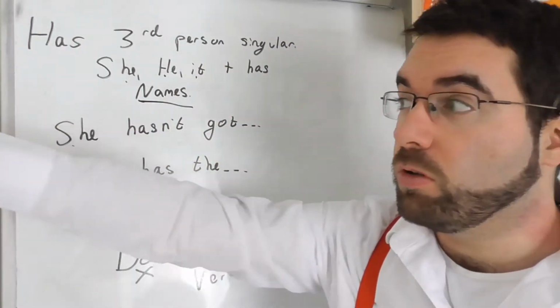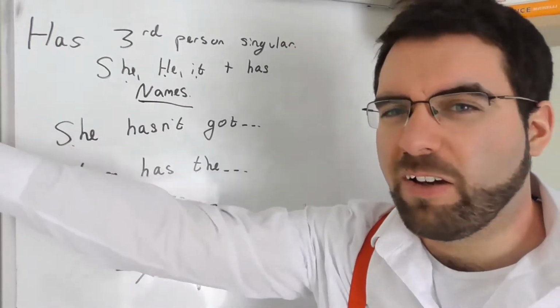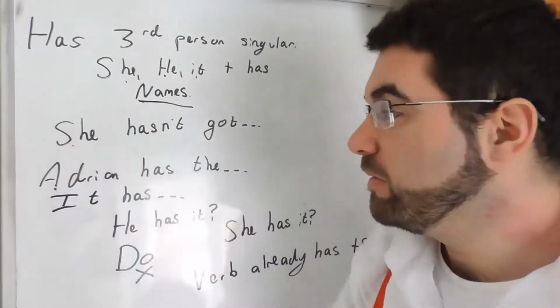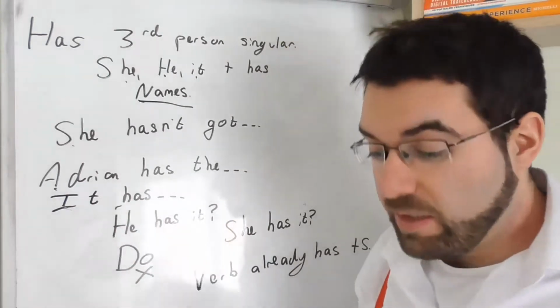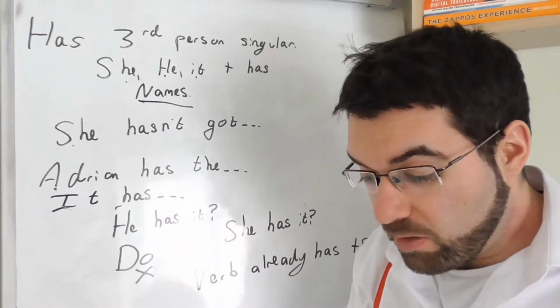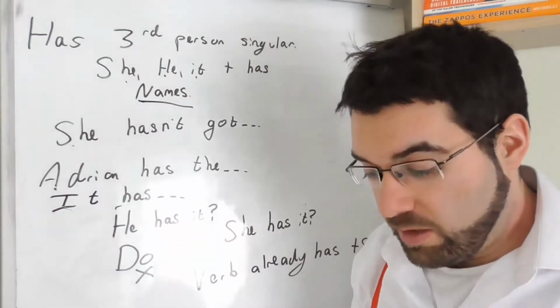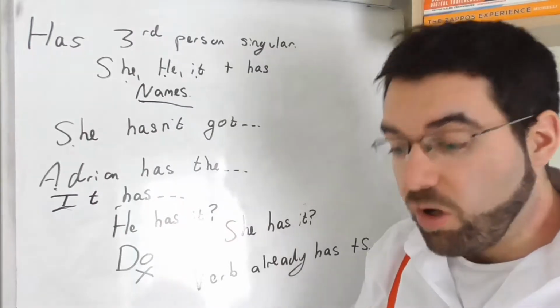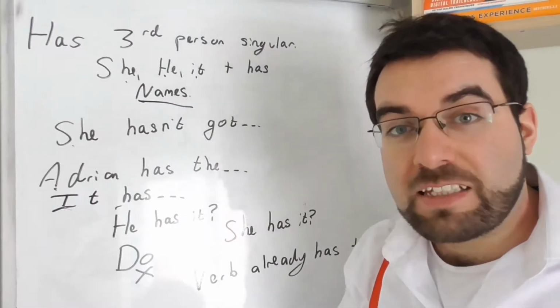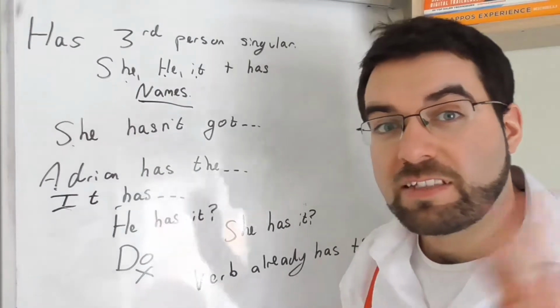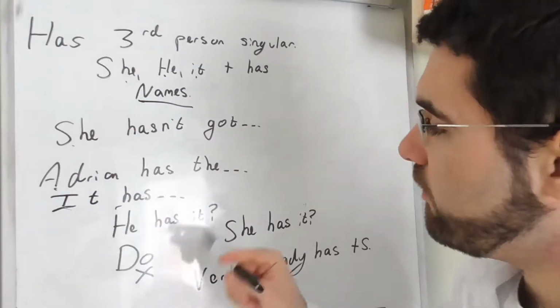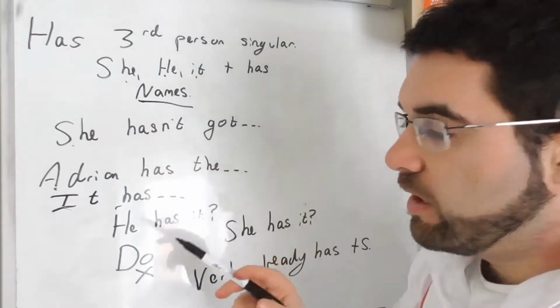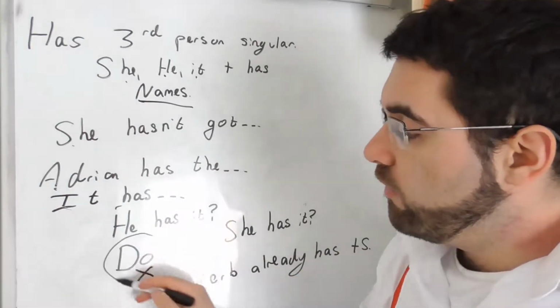James has got the wall. He's got the wall somehow. I don't know how he got the wall, but he's got the wall. It has the bone. It has the hole. The dog has a tail. But what's interesting about this one is we don't use do when forming a question.